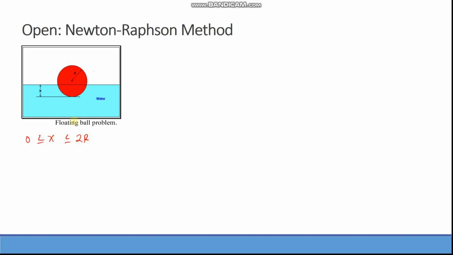The 0 and then the 2r, or the 0.11, is already the maximum for our initial guess. So let's say there is no initial guess, then let's have the initial guess at around 0.05. And again, now we have this equation to determine the depth of the floating ball.